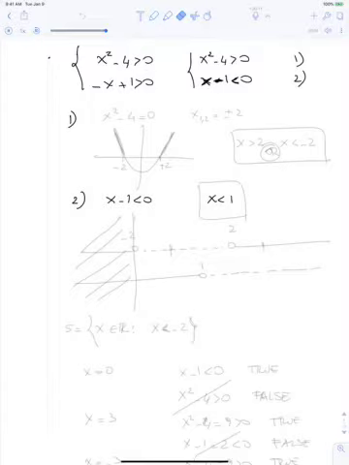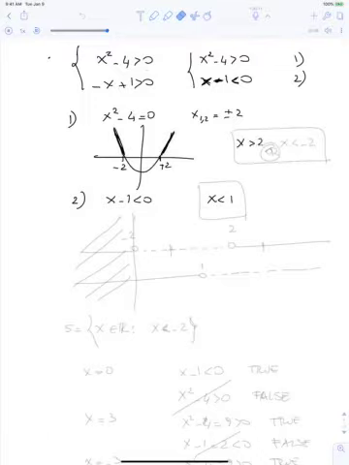Now, inequality number 1. We know that if we set x squared minus 4 equals 0, the two solutions are plus or minus 2. So this means that this is a parabola that intersects at plus 2 and minus 2. And we want to know when this is positive. So this is going to be positive here and here. So it is x greater than 2 or x less than minus 2.